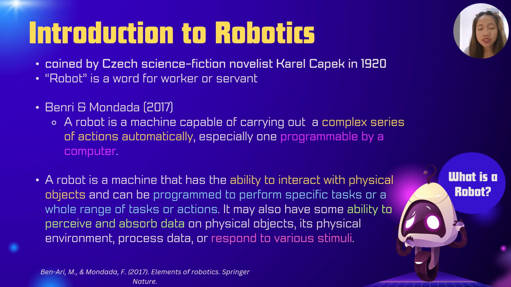Historically, the word robot was first used in 1920, and it was coined by a science fiction novelist named Karel Capek. The Czech word for worker or servant is robota, which is where we got the word robot from. Benry and Mondala in 2017 formally defined robot as a machine capable of carrying out a complex series of actions automatically, especially one programmable by a computer.